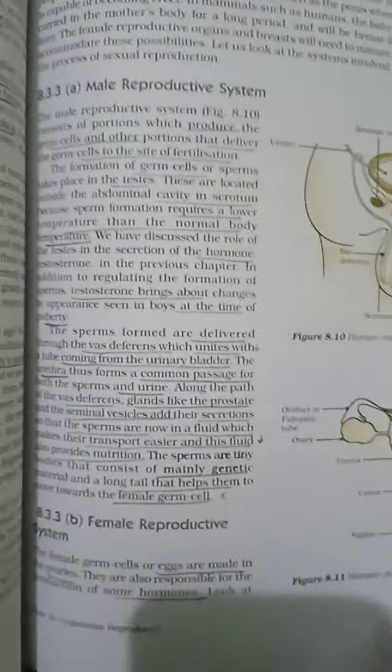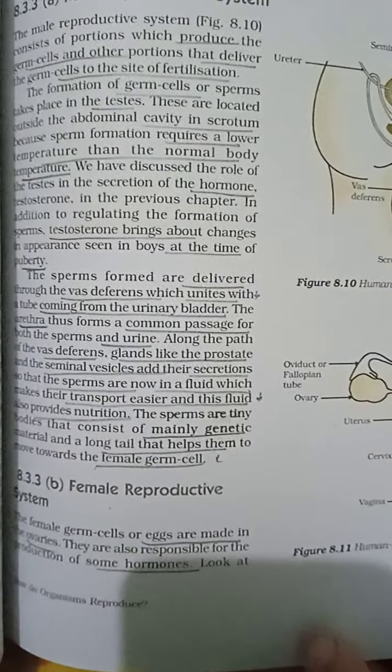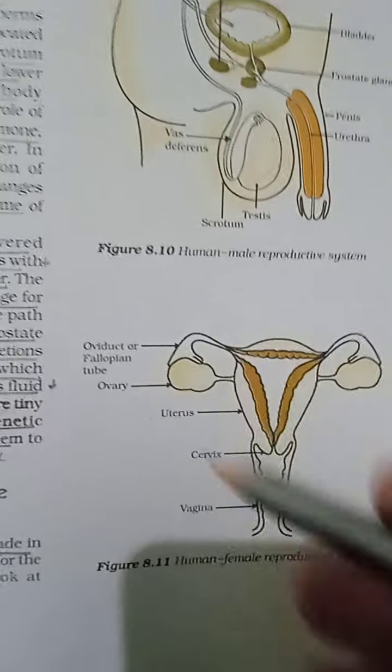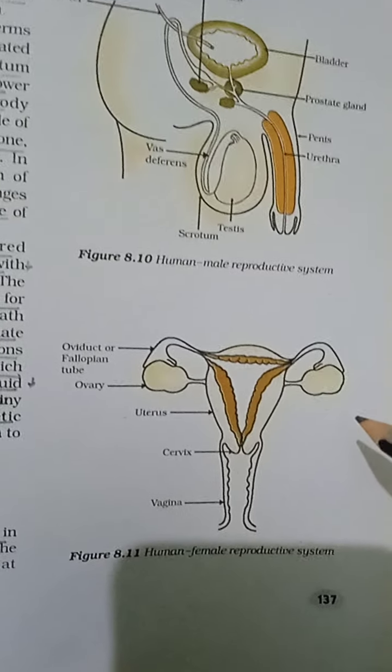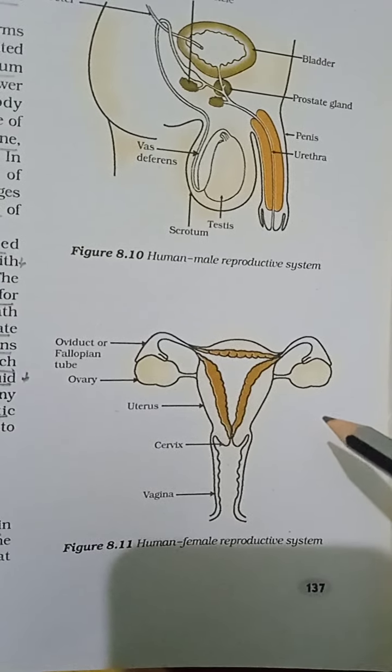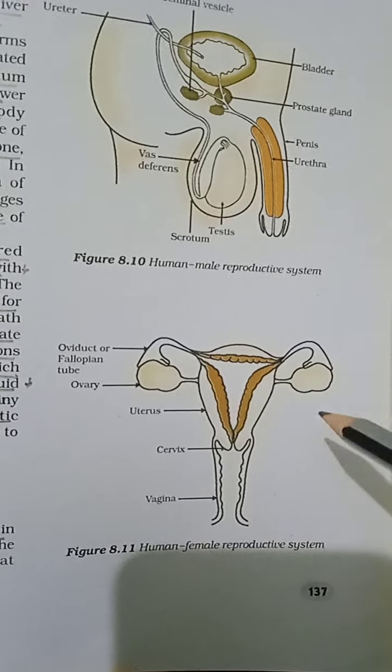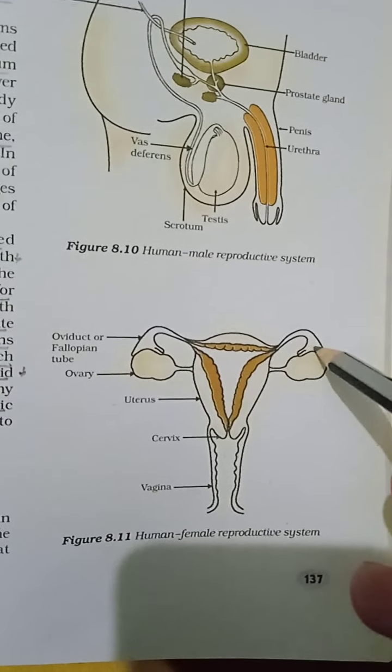Also practice the figure. Now we discuss the female reproductive system. The female reproductive system has one pair of ovaries. The ovary produces the germ cell, called the ovum. Every month, one of the ovaries produces an ovum, which is received by the fallopian tube.